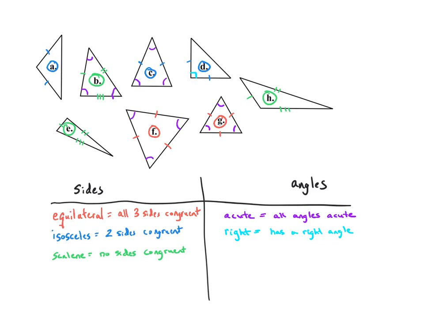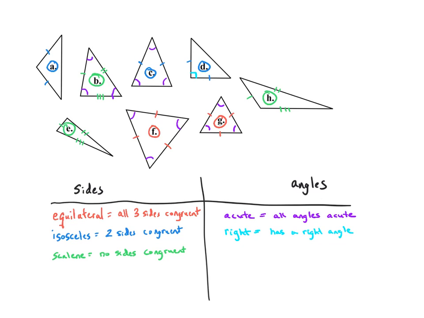Now, if you think about it for a second, it's impossible for a triangle to have two right angles because a right angle measures 90 degrees. And we know that the sum of the interior angles in a triangle is 180. So if we had two right angles, that would already be 90 plus 90 is 180. The third angle would have to be 0, which would be a straight line.